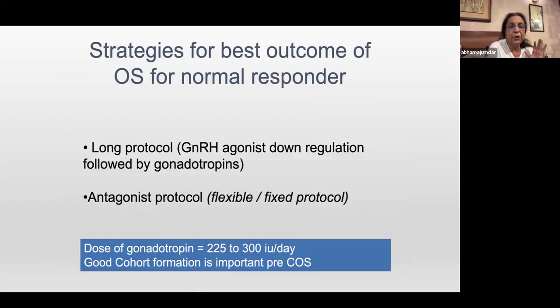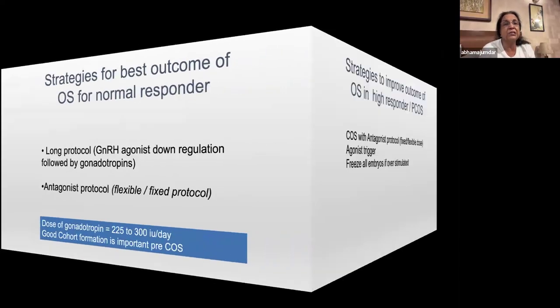And here the gonadotropin dose is generally 225. Very rarely we give 300 to normal responders. Depending if they've had a previous stimulation and fewer oocytes, then we give 300. And what is very important is that they should have good cohort formation before controlled ovarian stimulation.